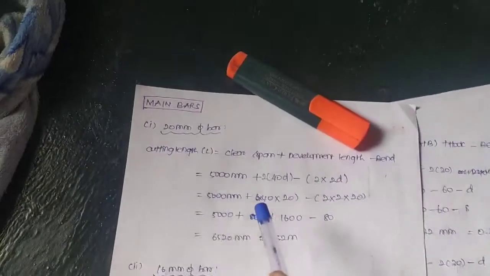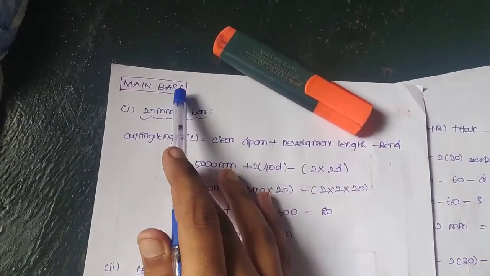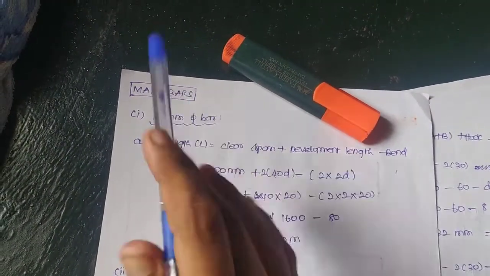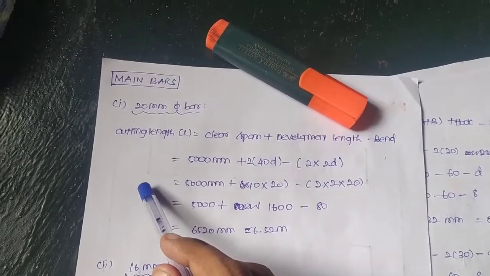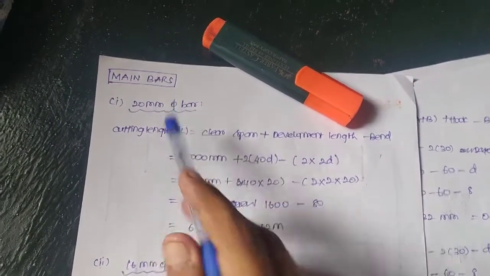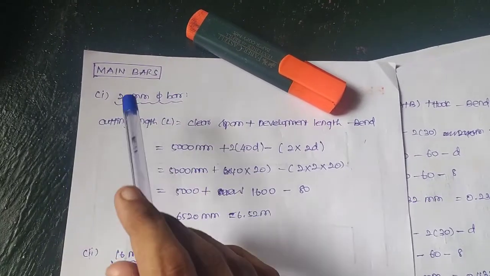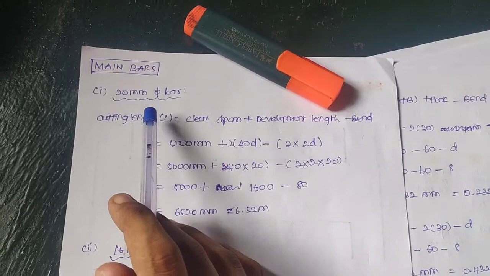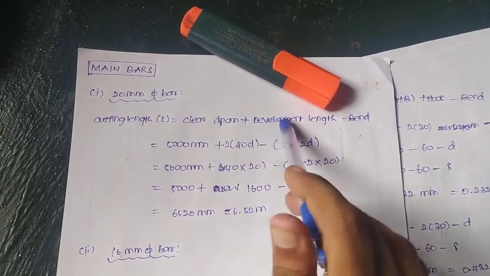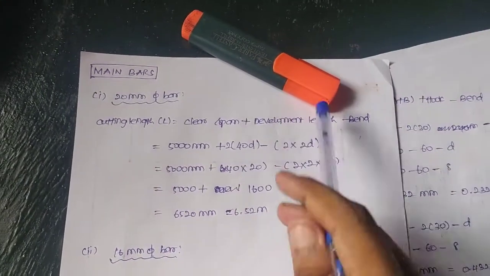Now we are going to calculate for the main bars first. We know that there are two diameters of main bar, 20 mm dia bar and 16 mm dia bar. First we will calculate for the 20 mm dia bars. For the cutting length, I recommend that you should never mug up these formulas. We should understand these formulas from the diagram itself.